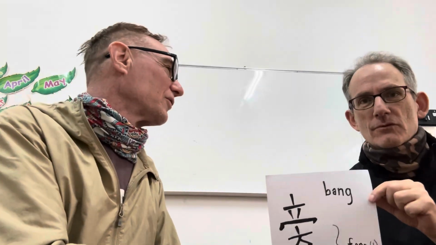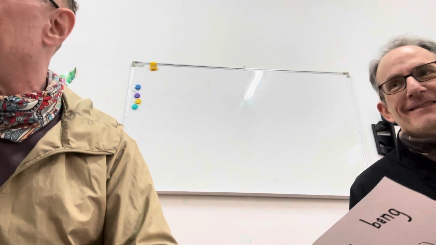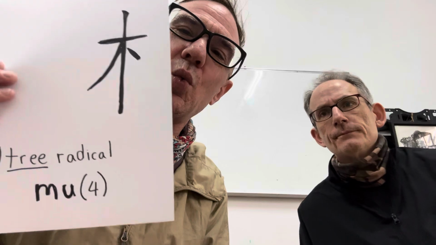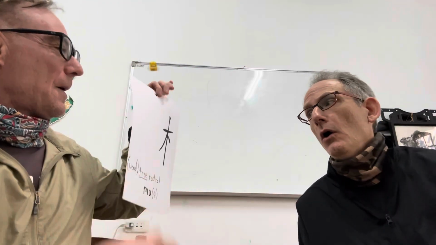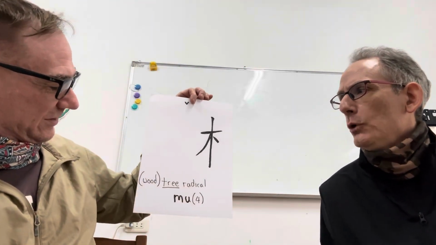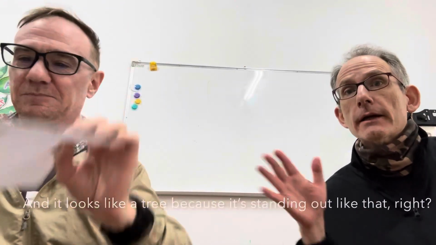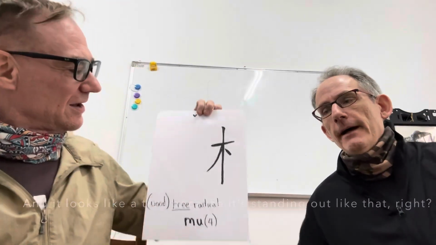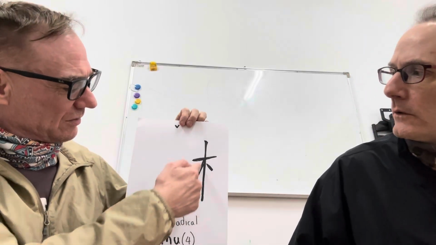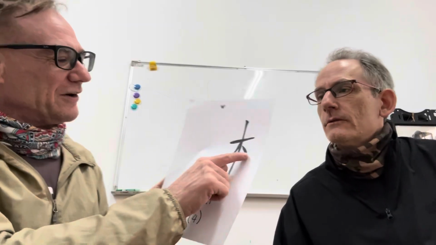You can rest for a minute while I show the radicals and drink some coffee. Cheers, man. The first radical is wood. Moo. It is the tree radical. And it looks like a tree with some fallen limb, and a leaf over here, maybe.